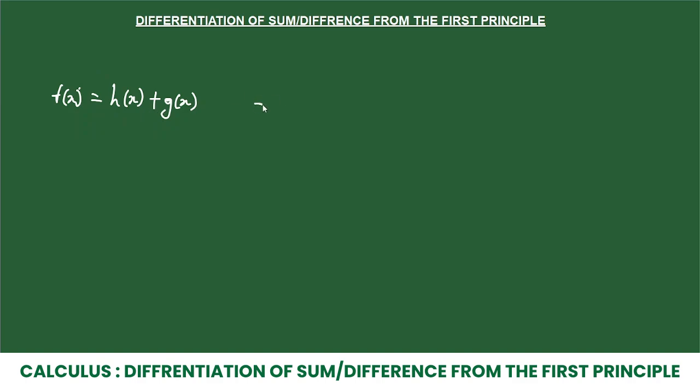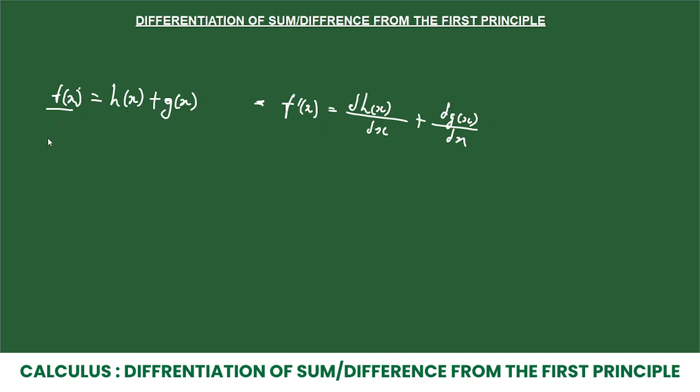It is the same as your differentiation, right? f prime of x is the same as the derivative of h of x over dx plus the derivative of g of x over dx. So if you want to find the derivative of f of x, you differentiate each term independently, then you sum them. So let's prove this.